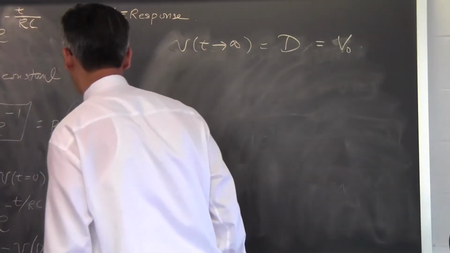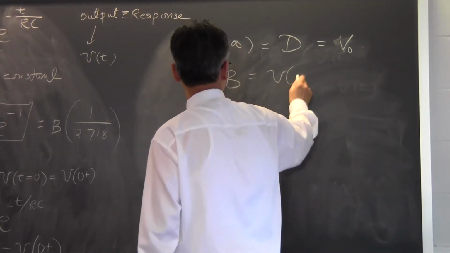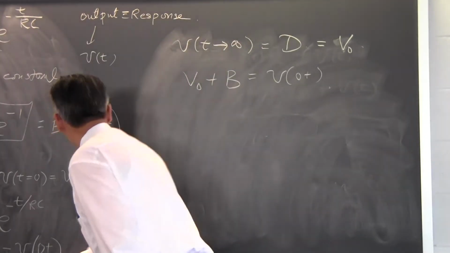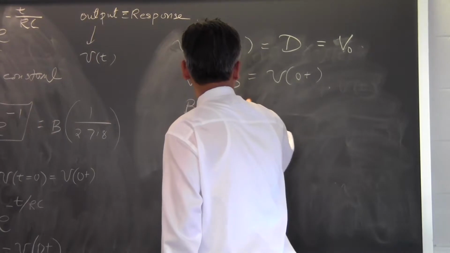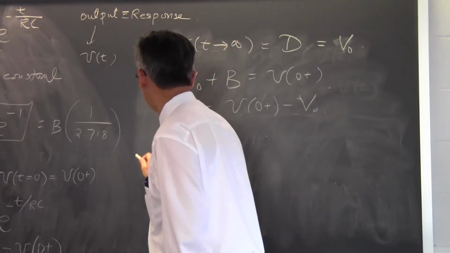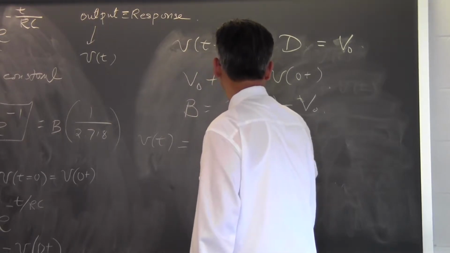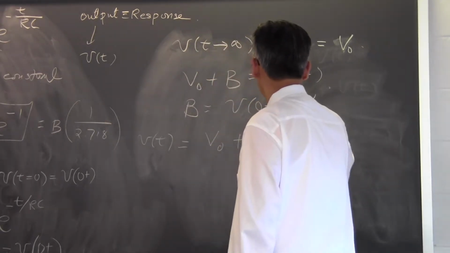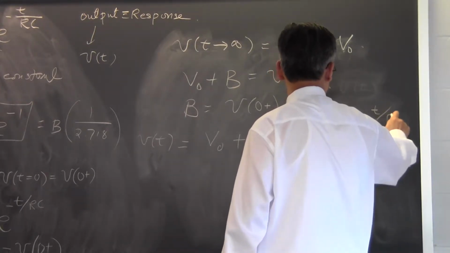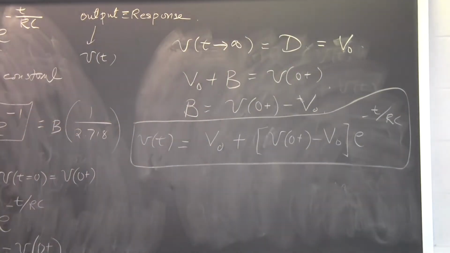I find that D is equal to that, and then I can find that V0 plus B is equal to V(0+). That must be true due to the second equation. Then I find that B must be V(0+) minus V0. So the general solution can be written as D, which is V0, plus B, which is (V(0+) minus V0), times e to the minus t over RC. So this is the general solution to this problem.